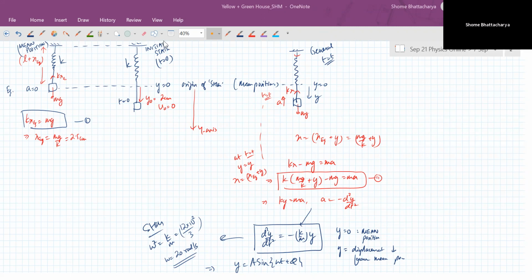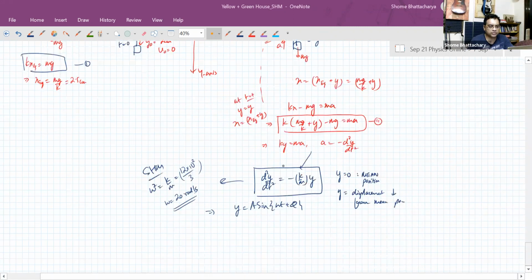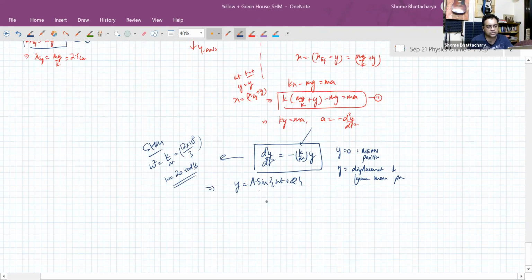Okay, so you've now figured out from this how to find the amplitude and the phase constant. So you can see that at t equal to 0, y naught is given to us as 2 centimeters. So A sine phi is equal to 2 centimeters, and it is released from rest. So v naught is 0. So A omega cos phi is equal to 0.